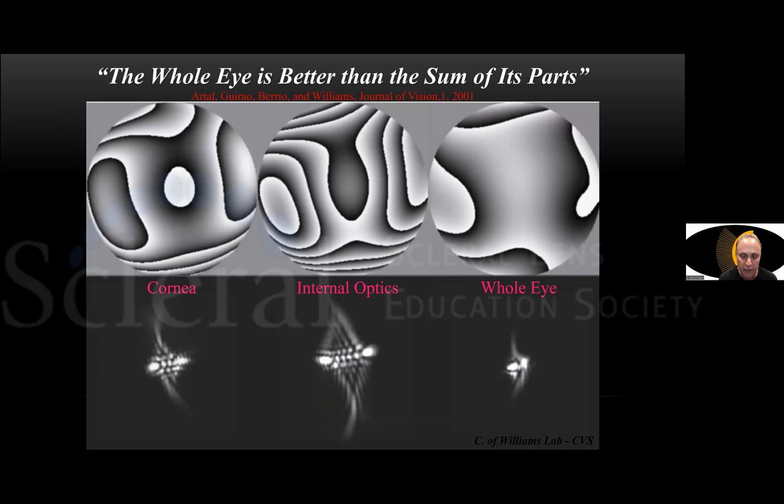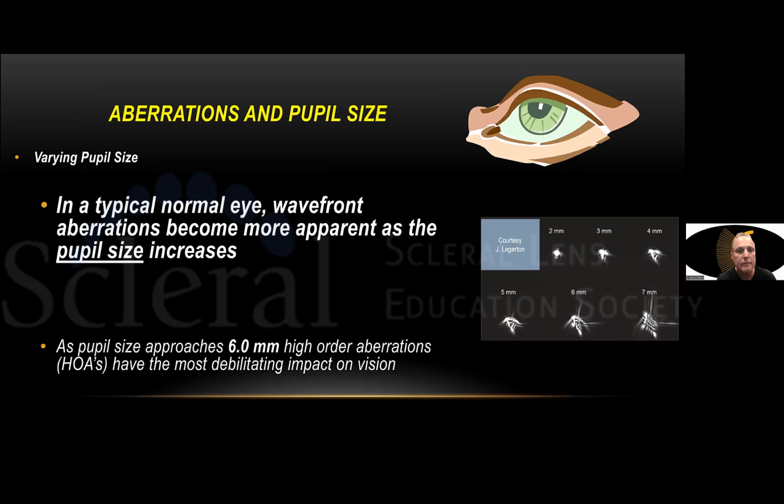So you can see an example here where the entire visual system or whole eye point spread function is much less than the cornea or the internal optics. It's an example of how that offset occurs. Now, what about pupil size? No surprise here. In a typical normal eye, aberrations become more apparent as the pupil size increases. This is even true for abnormal eyes.